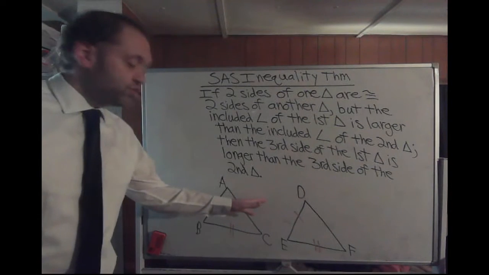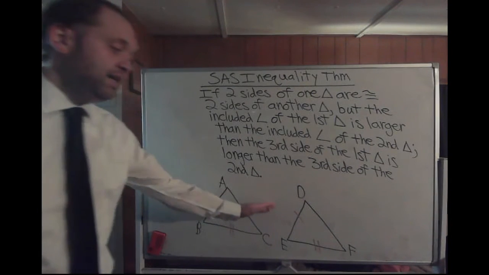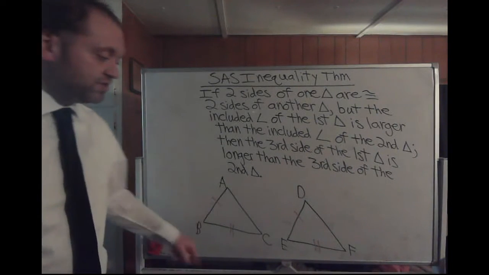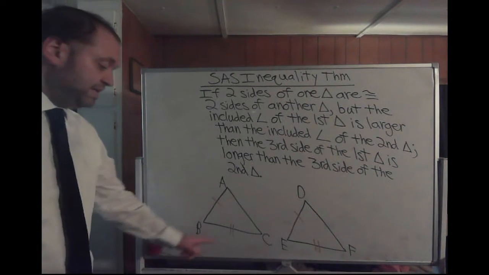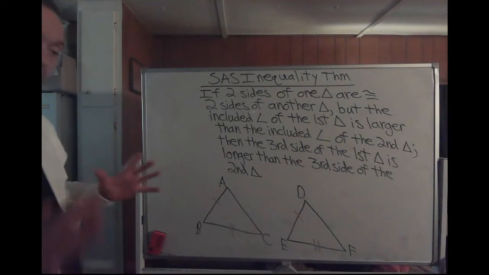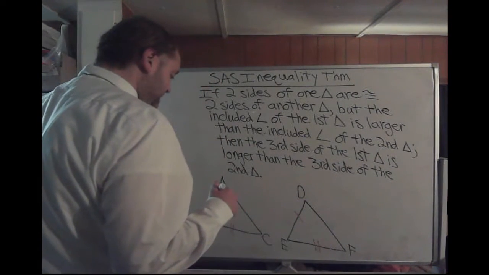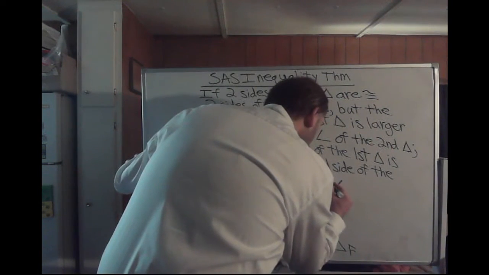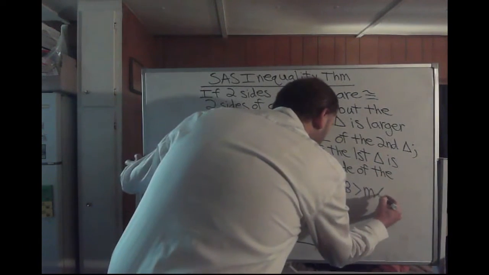I've brought in two triangles to illustrate this point. We have triangles ABC and triangles DEF. Here you can clearly see that side AB of the first triangle is congruent to side DE of the second triangle. We can also see that side BC of the first triangle is congruent to side EF of the second triangle. So we got our two congruent sides, right? However, in this case, the measure of angle B is greater than the measure of angle E.